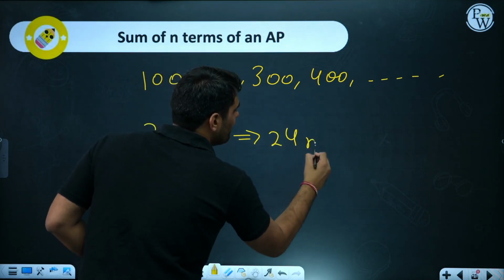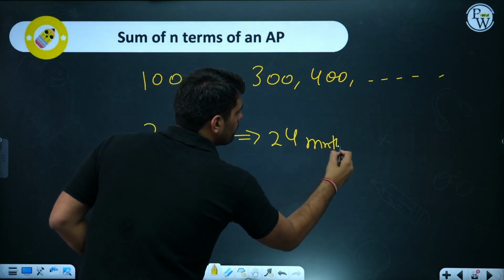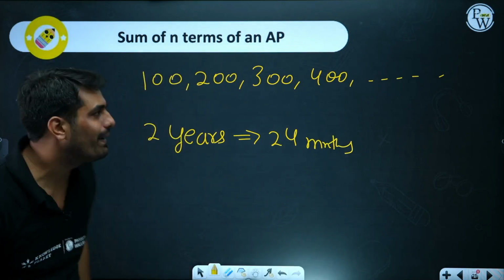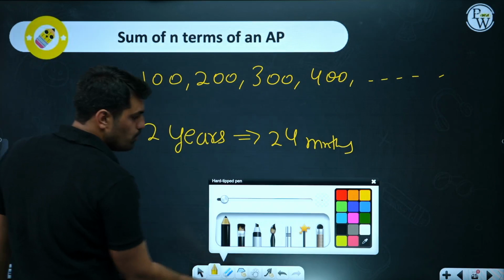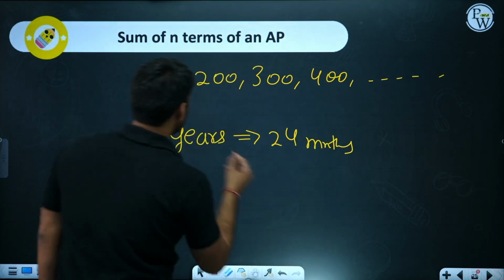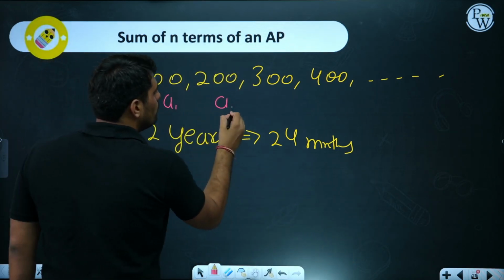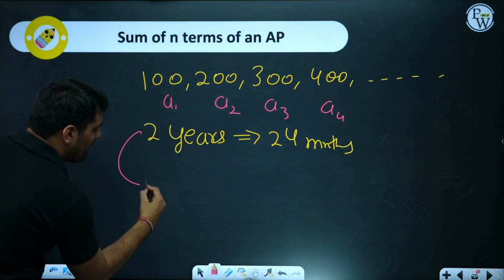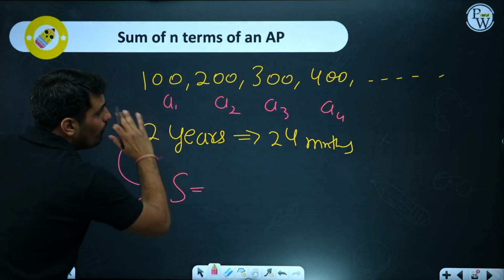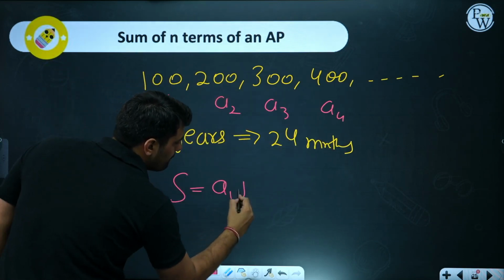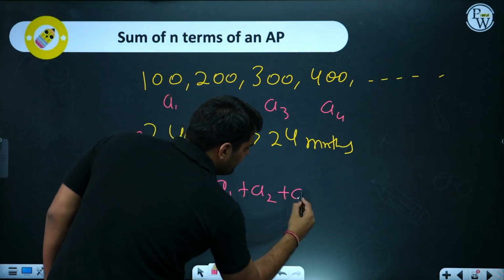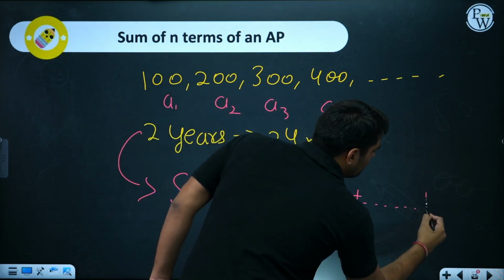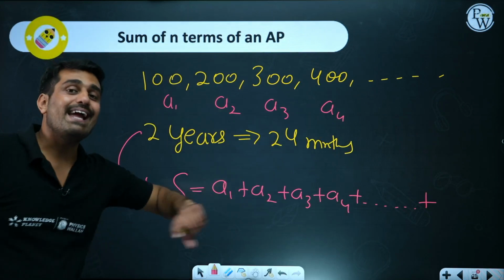In 24 months, how much money have you accumulated? So basically, if this was A1, A2, A3, A4, what am I asking? Over here I am asking what will be the sum of all these terms: A1 plus A2 plus A3 plus A4 and going on up till what? What will be the last term? The last term will be A24.